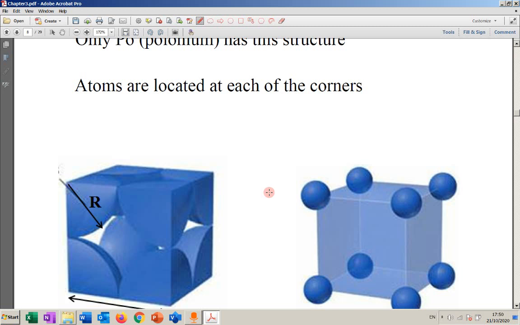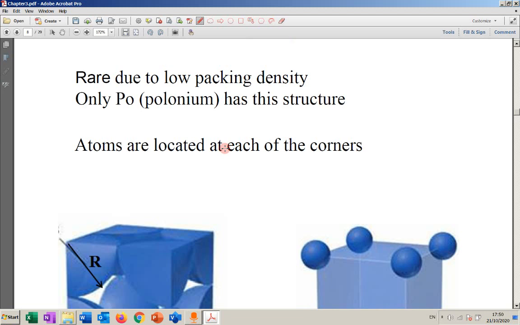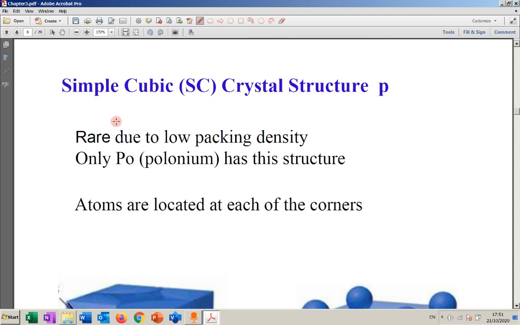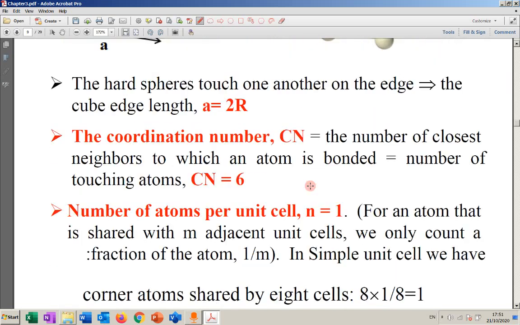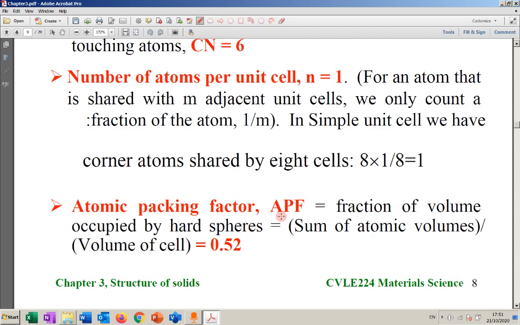So when we have those crystal structures, simple cubic, BCC, FCC, HCP, all of them, because the atoms are round, there will be a gap, there will be void between them. How packed they are, we can find with a calculation we call atomic packing factor.